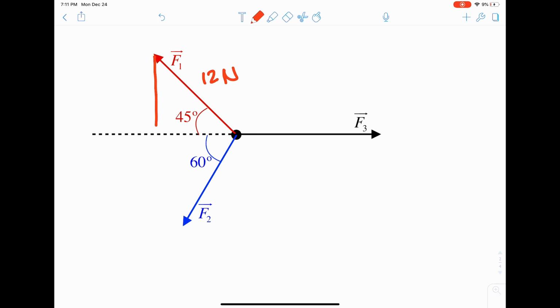We also see that this is a 45-degree right triangle, so we can assume that y1 is equal to x1. Now going down to the bottom, we see that it's a 60-degree right triangle, so you can write in here that this is 30 degrees.